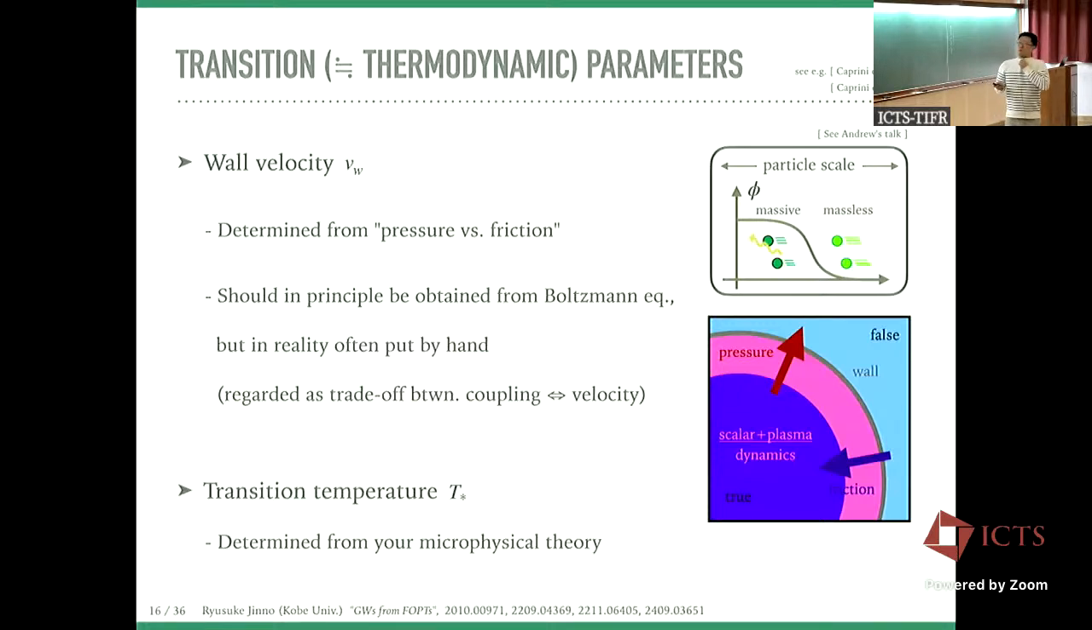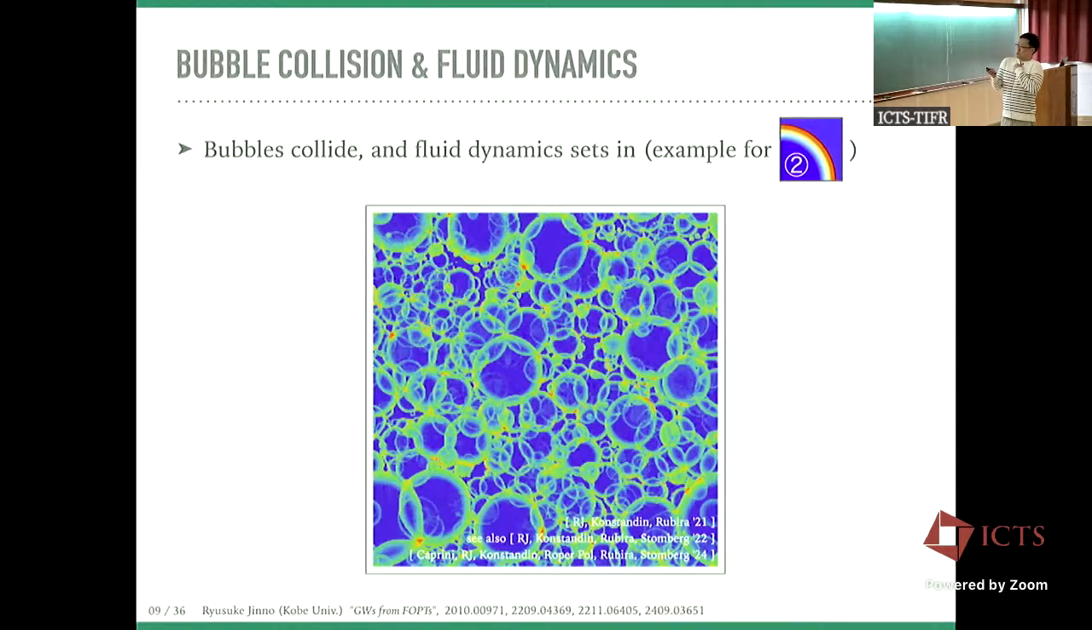And the wall velocity should, in principle, be obtained from the Boltzmann equation, but unfortunately, we don't have the resources. So typically, people often set this wall velocity just by hand, and it's regarded as the trade-off between the coupling in the Lagrangian and the velocity. And the final quantity is the transition temperature. This is determined by your choice of microphysical theory. So these are the main 4 parameters which determine the macroscopic outcome.